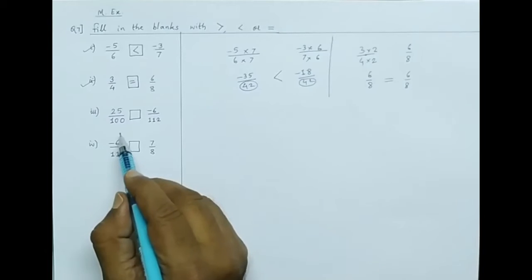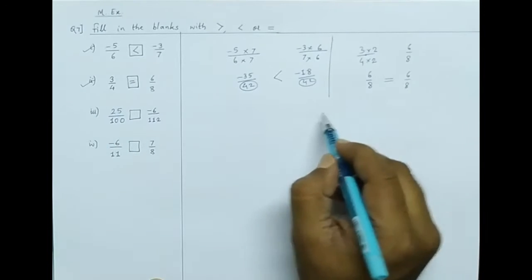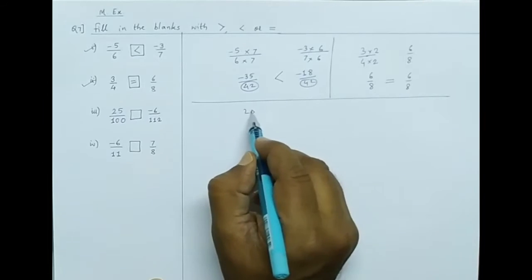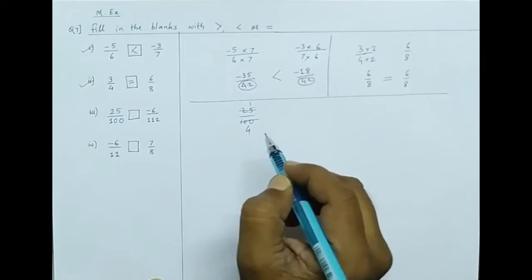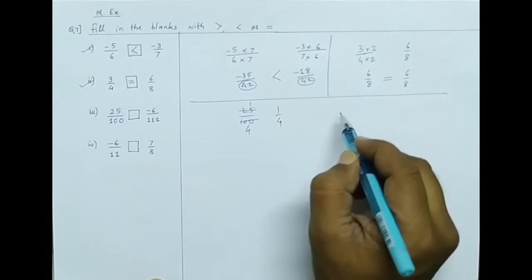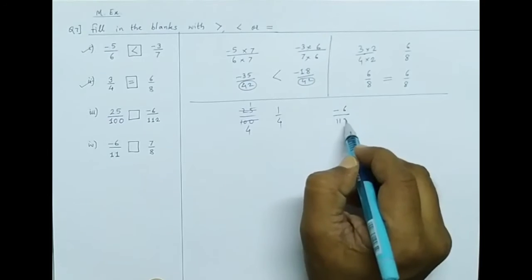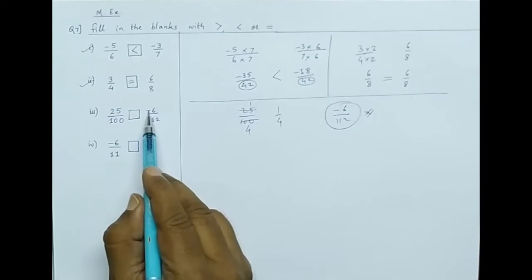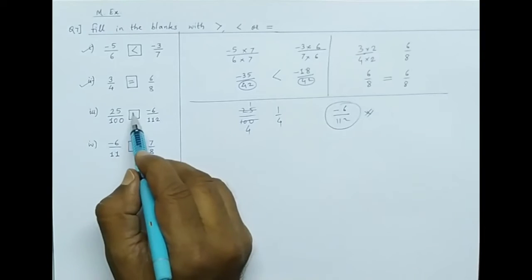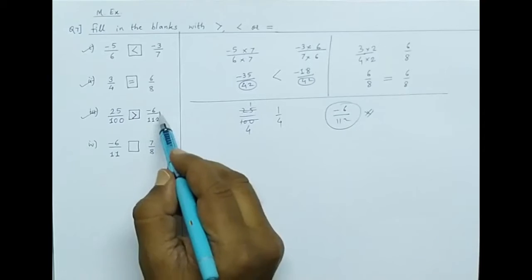Next sum. Now here, if we simplify, 25 upon 100, 25 ones are 25, 25 fours are 100. So this becomes 1 by 4. We'll see whether this becomes 1 by 4 or not. It is not needed, because this is a positive number, this is clearly a negative number. So a positive number is always greater than a negative number. No need to do simplification.